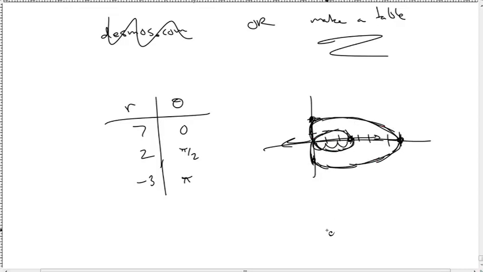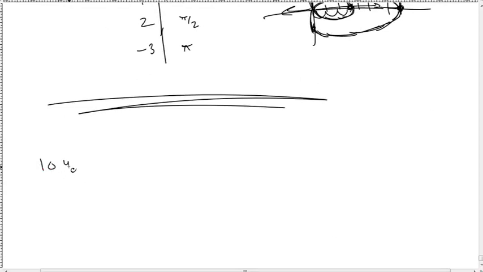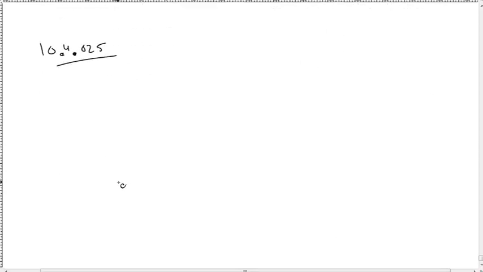So I'm actually done with the 10.3 stuff. Let's do the 10.4 stuff. Again, not much here because it's pretty fast and easy, but I did see a couple strange ones, so I wanted to mention those. r is equal to 2 over theta. It says find the slope of the tangent line at theta equals pi. That's kind of weird, isn't it?